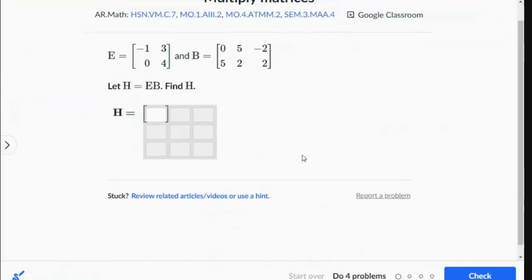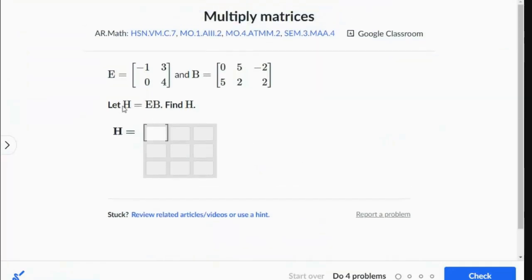First one has us let H be E times B, EB. Find H. So it wants us to multiply a 2 by 2 times a 2 by 3. The middle numbers are both 2s. So we should have a 2 by 3 answer. So let's write this. We're going to do this one together.